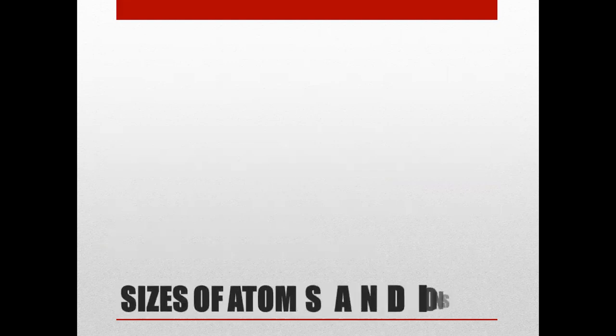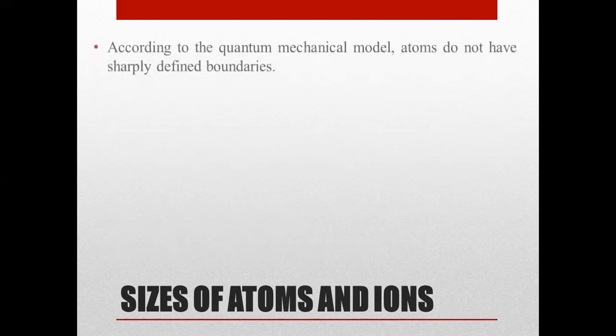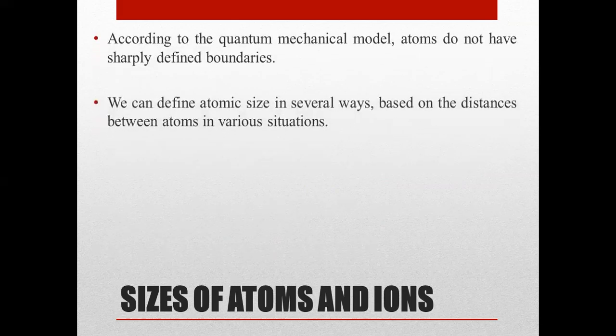Next, we will go for the size of atoms and ions. According to the quantum mechanical model, atoms do not have sharply defined boundaries. So how can you speak about size, radius, diameter, distance? Therefore, we can define the atomic size in several ways, based on the distance between two atoms in various situations. The first one is the van der Waals radius.